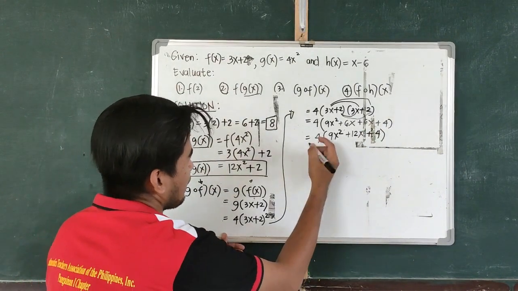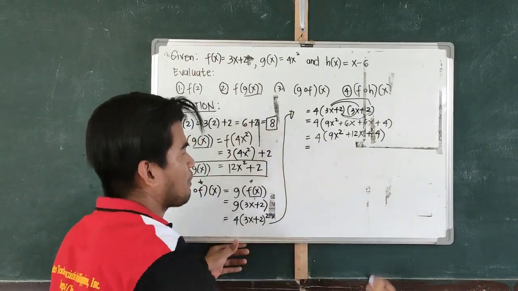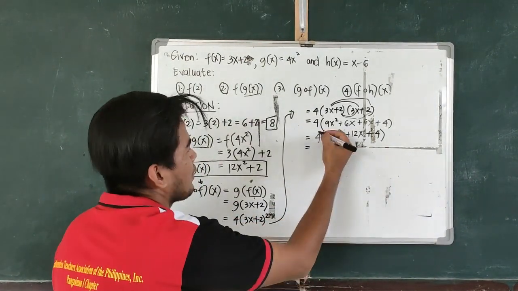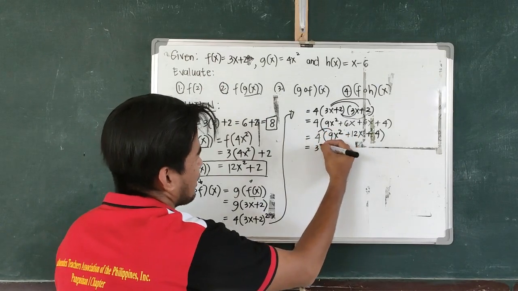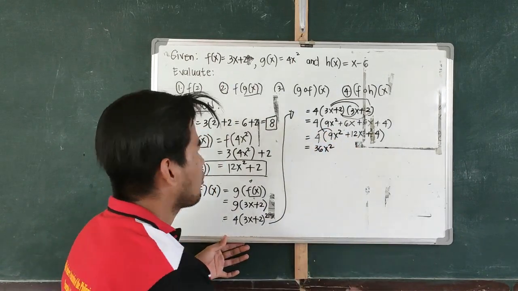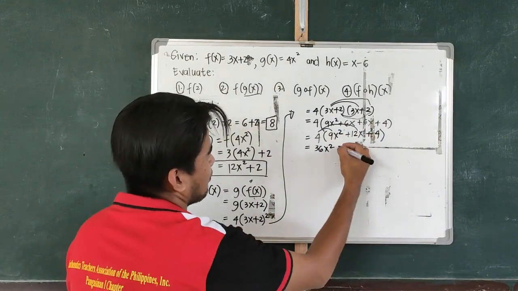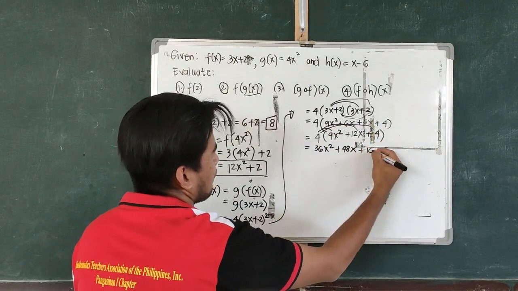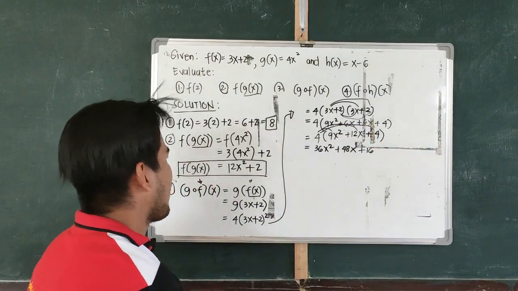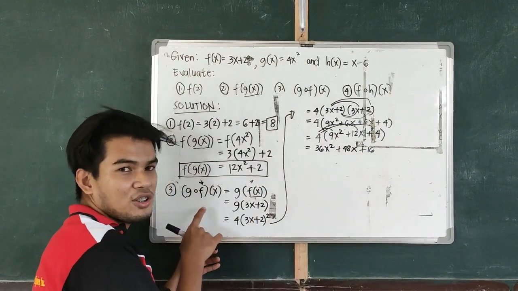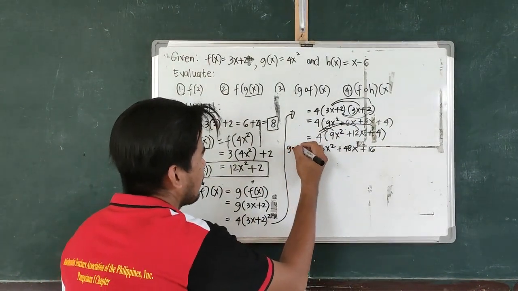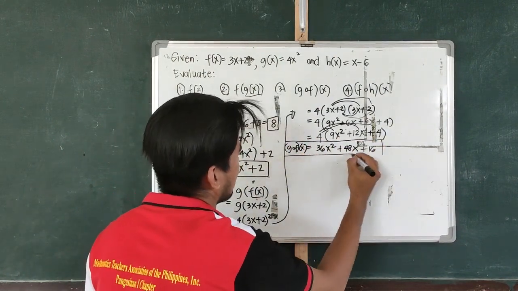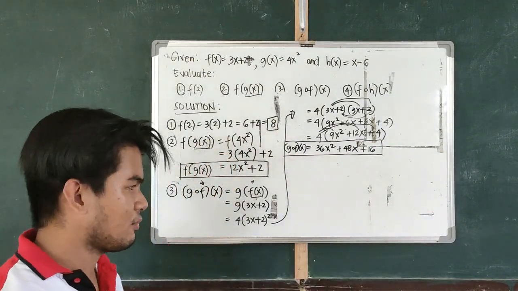Afterwards, since nakasimplify na yung nasa loob ng parenthesis, pwede na natin i-distribute si 4 sa lahat ng terms doon. Okay, so 4 times 9x squared, we have 36x squared. 4 times 12x, we have 48x. And then 4 times 4, we have positive 16. So therefore, our answer for this composition, the composition of G and F, is equivalent to 36x squared plus 48x plus 16.